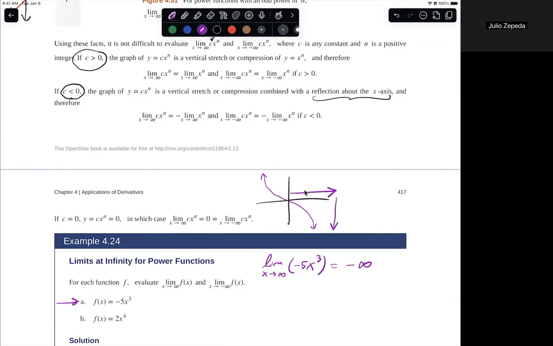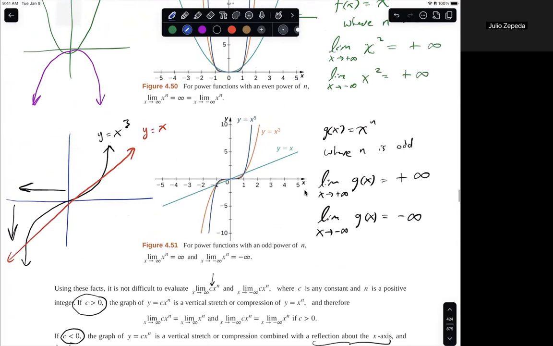Now, if you wanted to do this a different way and factor out this -5, let me do the limit as x approaches negative infinity of -5x cubed. Suppose I don't know what -5x cubed looks like, but I know what x cubed looks like. I can factor out this -5 and multiply by the limit as x approaches negative infinity of x cubed. Then I go back to my x cubed example, and as x approaches negative infinity, this function goes to negative infinity.